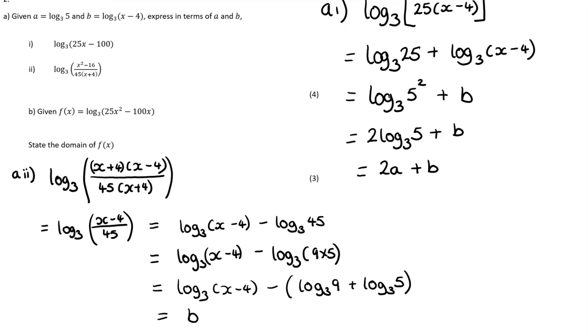Log to base 3 of 9 is just going to be 2. And log to base 3 of 5 is just a. So this is going to be b minus 2 minus a. By the way, be really careful that you are taking away both of these, as the instruction is to take away log to base 3 of 45. So when you separate that out, you need to take away both the log to base 3 of 9 and the log to base 3 of 5. So you should end up here with b minus 2 minus a, or some other way of writing that.